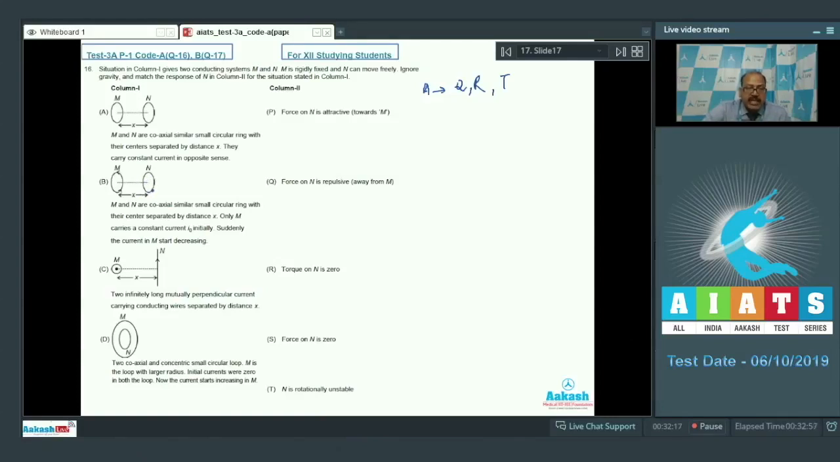which means the force will be attractive. So for B, we can see that the force is attractive, so P matches. Obviously Q will be wrong. Q will not match. Torque on N is 0. This will be correct. There is no torque.